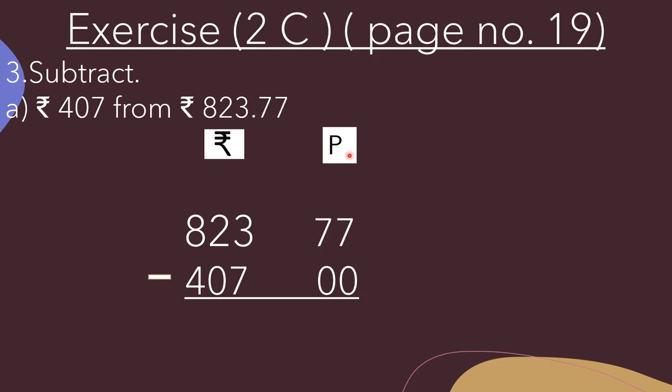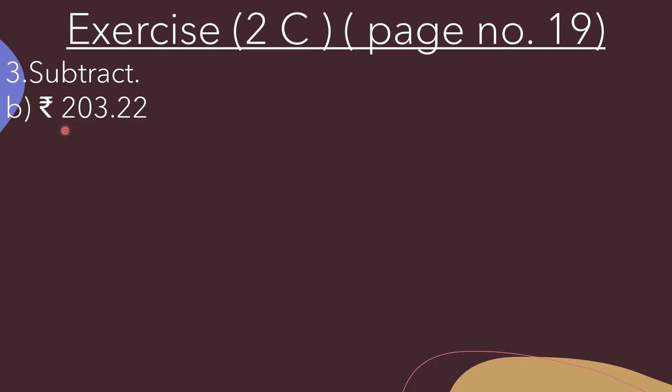So we will solve the paise column. 7 minus 0, that is equal to 7. Again 7 minus 0, that is equal to 7. 3 minus 7, that is not possible. So here we will take borrow and this 3 will become 13. And this 2 will become 1. Now 13 minus 7, that is equal to 6. And 1 minus 0, that is equal to 1. 8 minus 4, that is equal to 4. So what is the answer? That is 416 rupees 77 paise. Answer is rupees 416.77. Now in B part, rupees 203.22 from rupees 300.10.